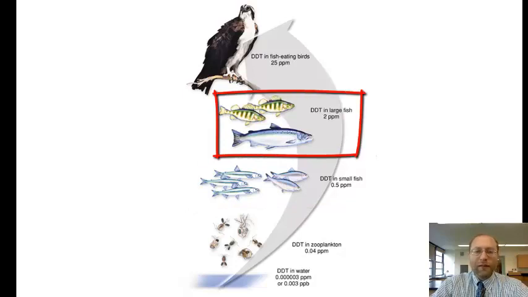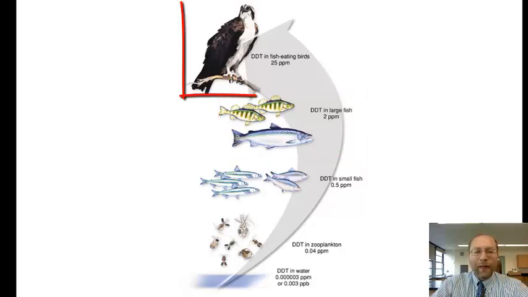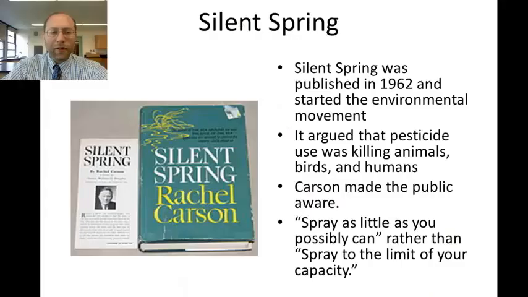Then the large fish eat the small fish, and the concentration increases to 2 parts per million. Then the fish-eating birds, like the osprey pictured here, eat the larger fish, and they end up with 25 parts per million. With such large concentrations, some birds became endangered because their eggshells were paper thin, and when they sat on those eggs, the eggs just cracked. That's one of the reasons why we don't use DDT in the United States anymore. Silent Spring was a book that brought this concept to the public.